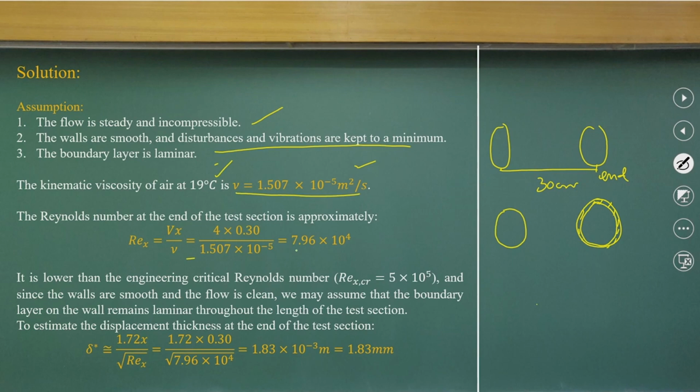The Reynolds number is coming about 7.96 times 10 to the power 4, which is lesser than 10 to the power 5. So, the flow is laminar. The critical number is sometimes 5 lakhs, 5 times 10 to the power 5, we consider it, but it is okay. So, we can consider it as a laminar flow. Now you are computing the displacement thickness, just substituting in the displacement equations, we get the displacement coming in the order of close to 2 mm.